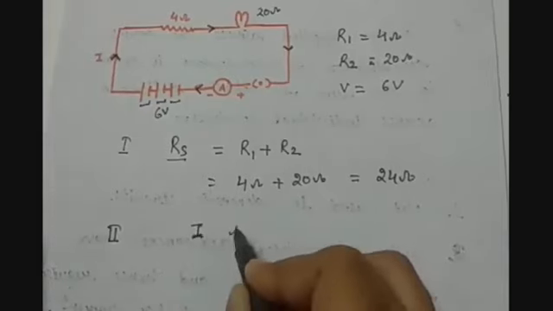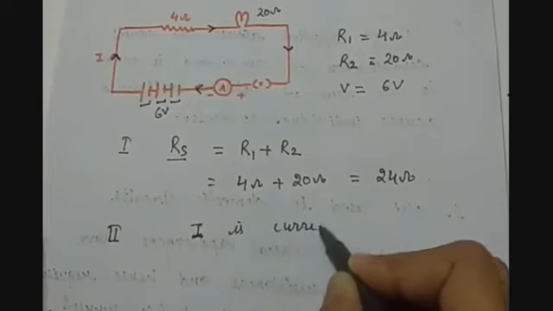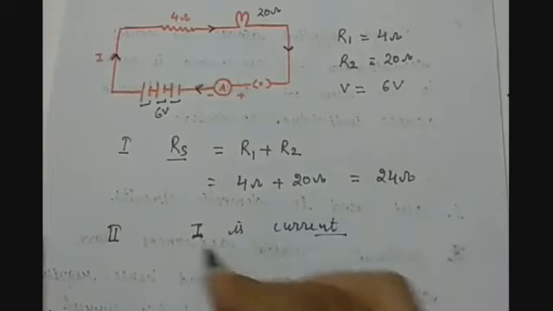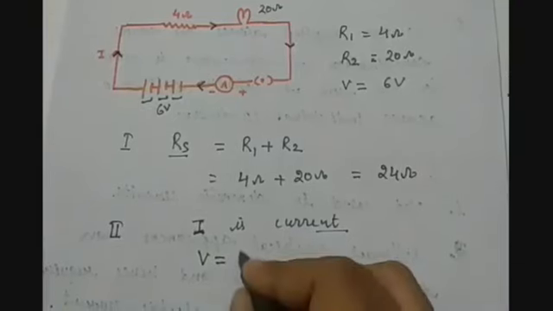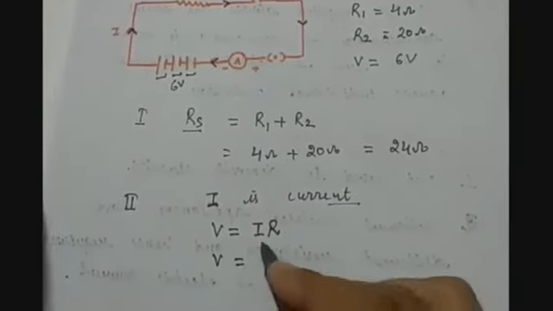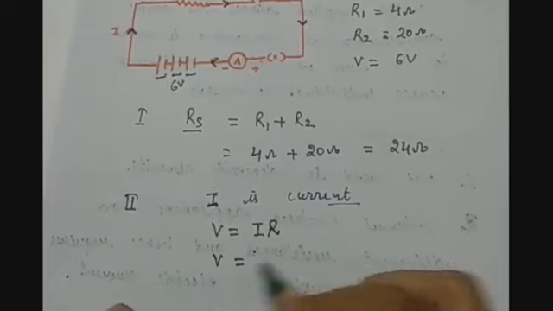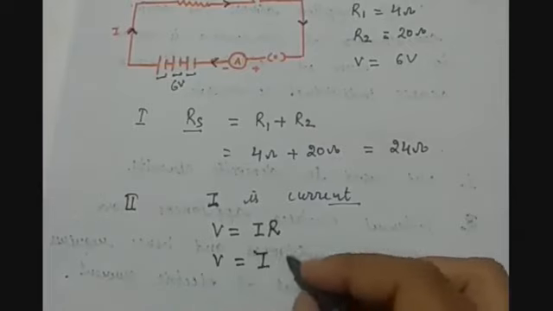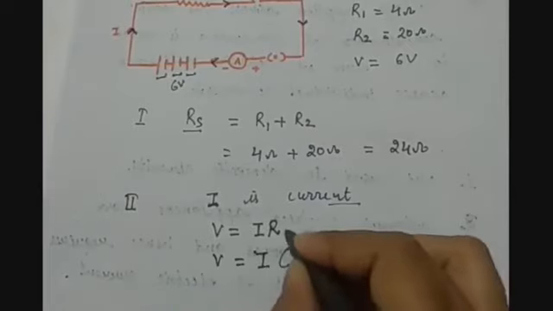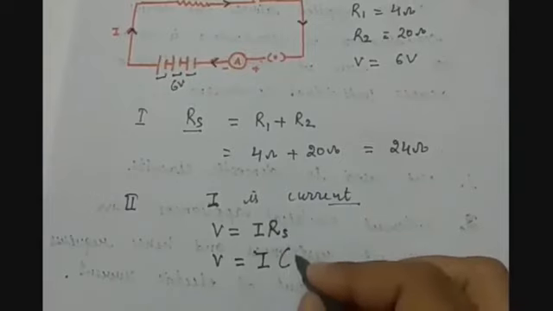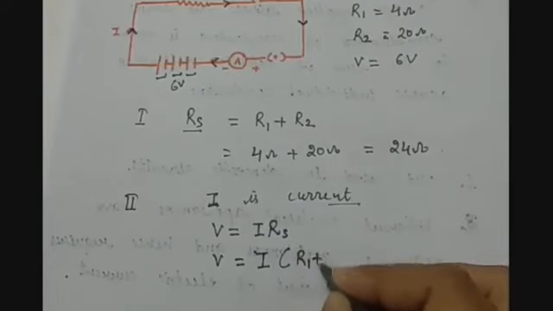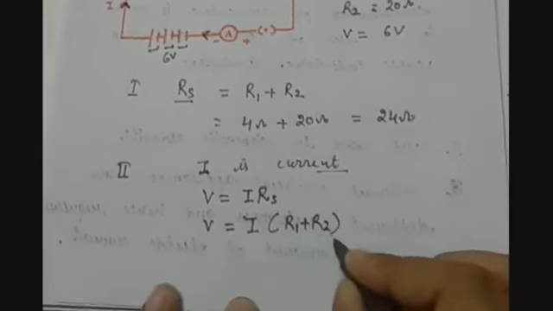So if I is the current flowing and V is the total potential difference applied across the ends of the conductor, we have a formula: V is equal to IR. V is the potential difference and I is the current flowing through the circuit. And what is R? This is Rs actually, which is the combination of each resistance, so that will be R1 plus R2. And this we have calculated.